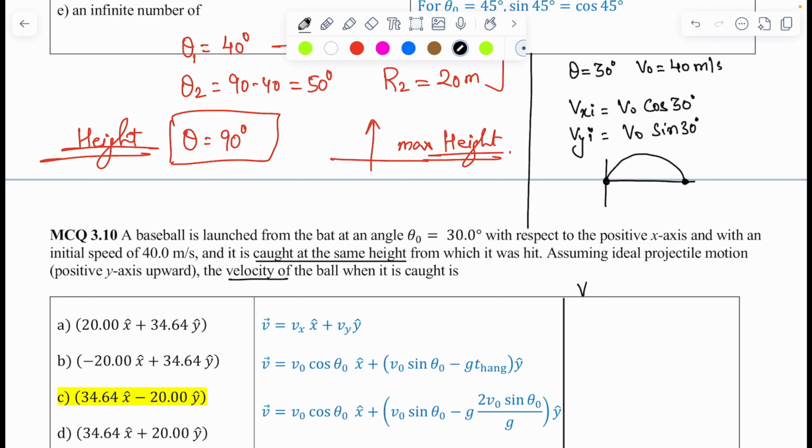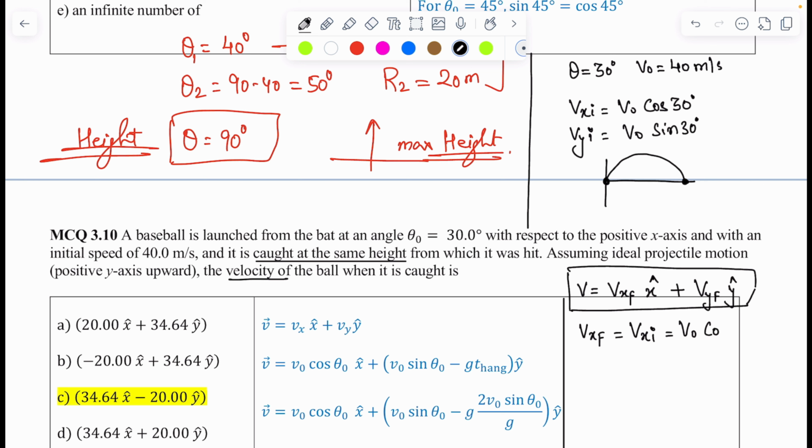I told you V is the velocity. So you have Vxf along the x-axis, plus Vyf along the y-axis. Do you understand this part? Okay. So what we are looking for, we have to find Vxf. We know Vxf is equal to Vxi, which is equal to V naught cosine 30 degrees. Do you understand? Okay, this is the first case.